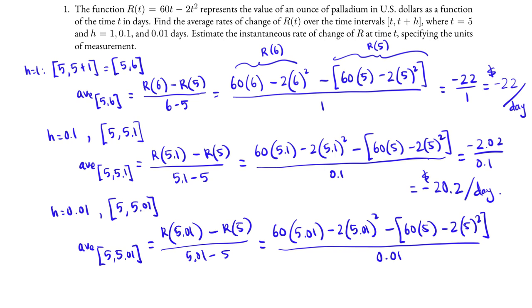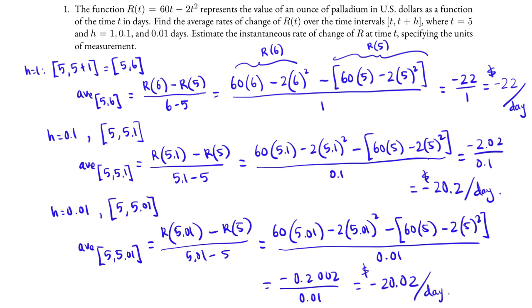We can now use a calculator. If we put it in a calculator, we will get negative 0.2002 for the numerator, and in the denominator, we have 0.01. This is negative 20.02, and the unit will be dollars per day still.